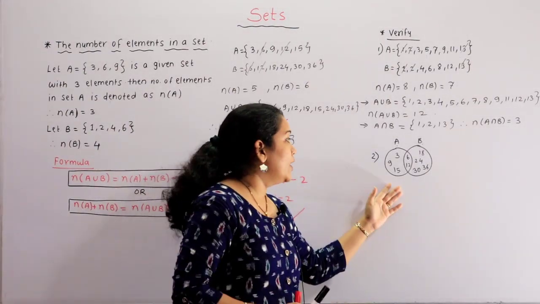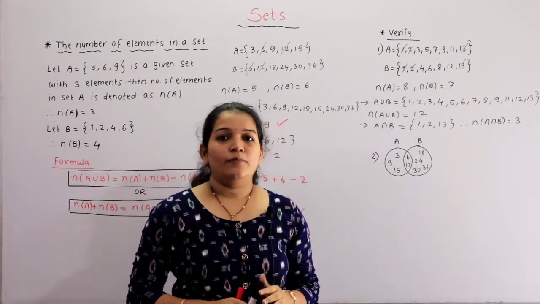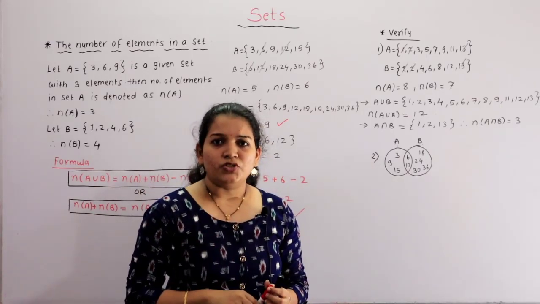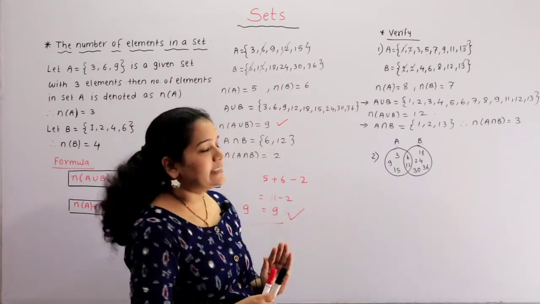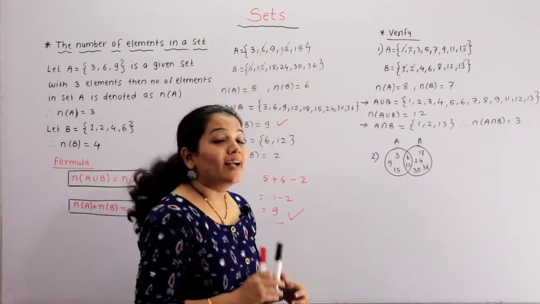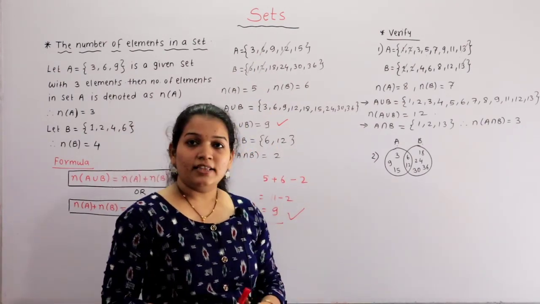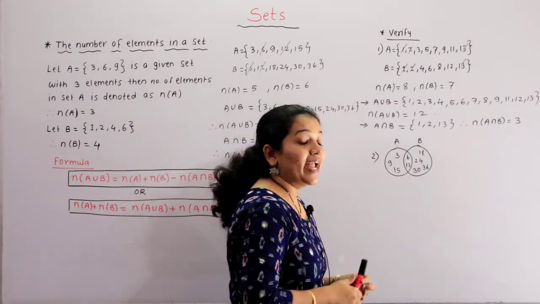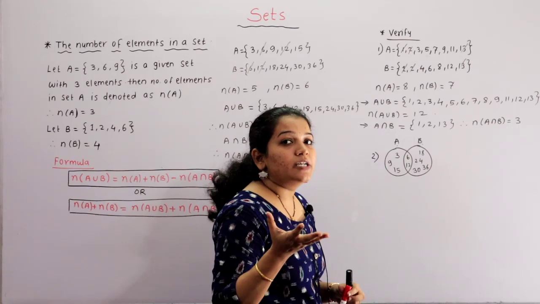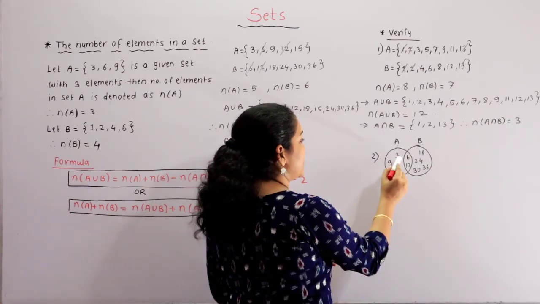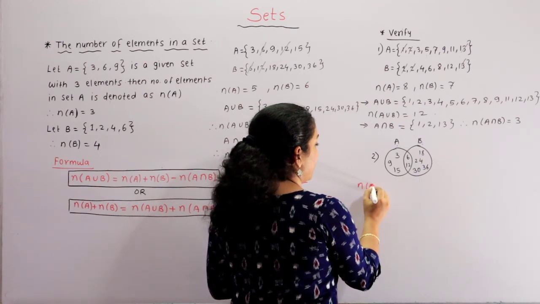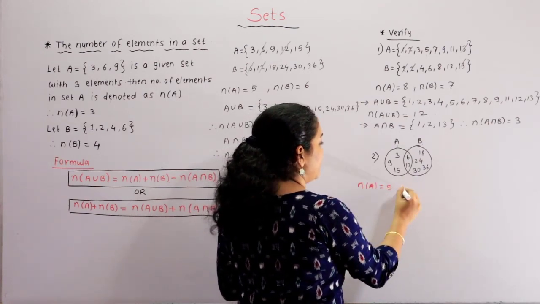Now you can do it by seeing the Venn diagram only. How? See, you have to just write the number of elements. No need to write all these things. You can simply count the elements by seeing this Venn diagram. n of A means the number of elements present in the set. How many elements are there? 1, 2, 3, 4, 5. So simply n of A is equal to 5.